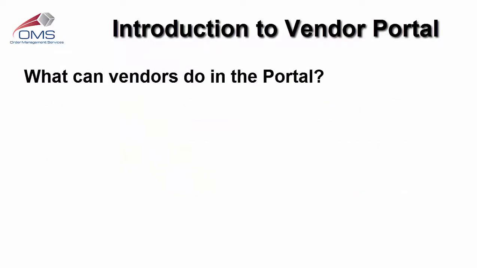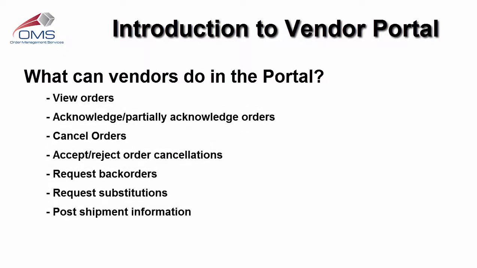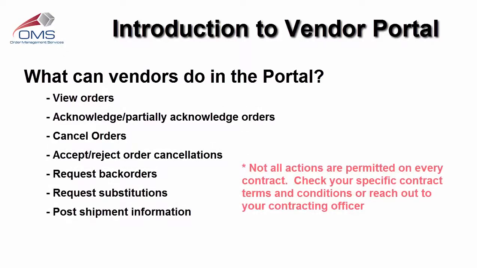What can vendors do in the portal? In the Vendor Portal, vendors are able to view orders, acknowledge or partially acknowledge orders, cancel orders, accept or reject order cancellation requests, request back orders, request item substitutions, and post shipment information.